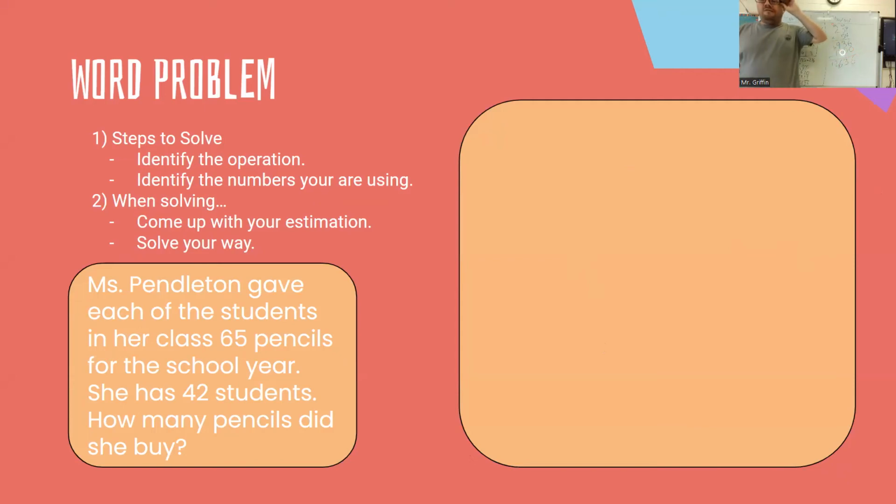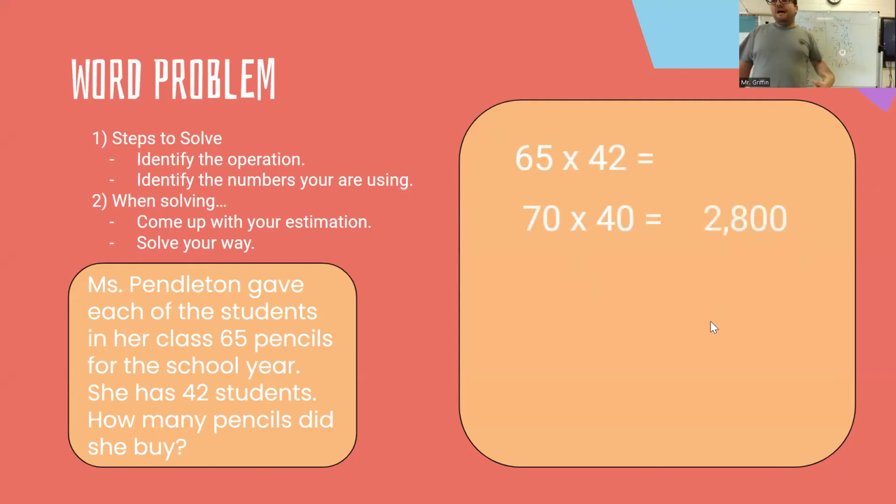Miss Pendleton gave each of her students in her class 65 pencils for the school year. She has 45 students. How many pencils does she need to buy? Okay, so each kid gets 42, multiplication. There's our estimate right there. That's what we're looking for. Go ahead and pause the video and solve now.